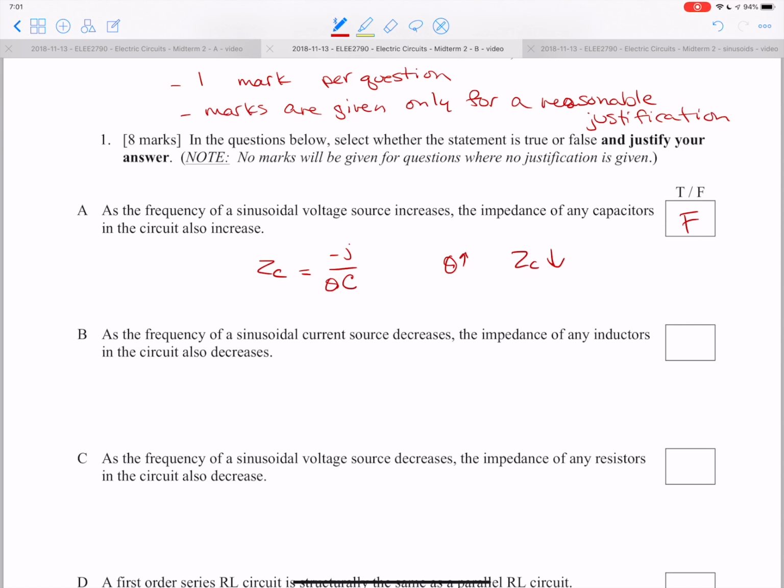Part B. As the frequency of a sinusoidal current source decreases, the impedance of any inductors in the circuit also decreases. If you take a look at the inductors, Z of an inductor is equal to J theta L. As the frequency decreases, the impedance in fact does also decrease, so this is a true statement.